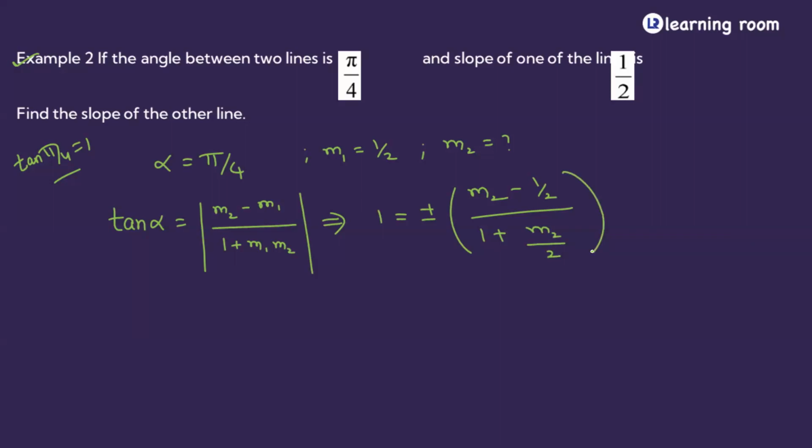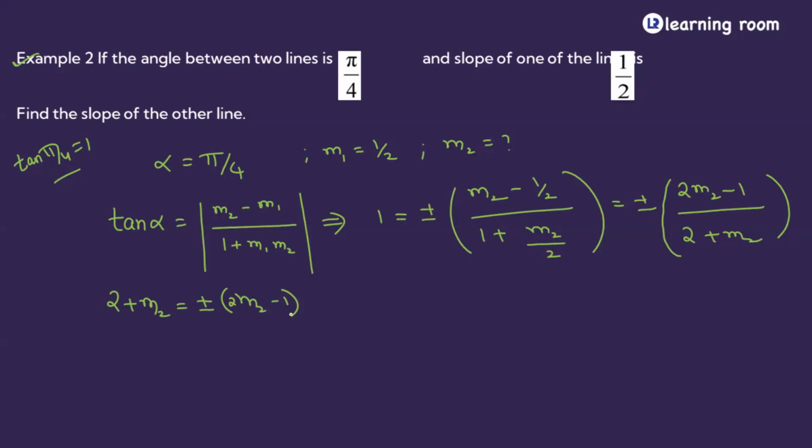So the formula is M2 minus M1, where M1 is half, plus 1 plus M1 is half, half into M2 is M2 by 2. So when you take LCM, what are you going to get? Plus or minus (2M2 minus 1) divided by (2 plus M2). This is equal to 1. Now see how I'm going to solve. So 2 plus M2, I'll bring it to the left-hand side. 2 plus M2 is equal to plus or minus (2M2 minus 1). Am I right?